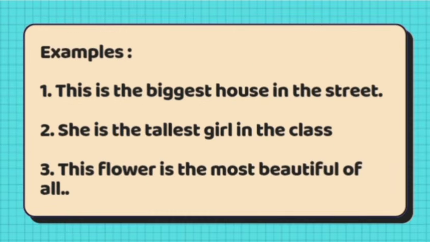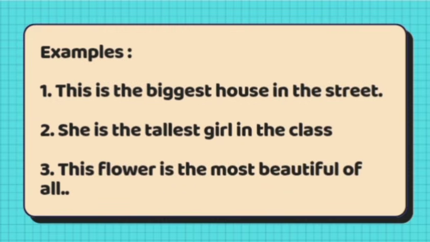Examples. This is the biggest house in the street. So here we are talking about all the houses, many houses that are on that particular street. So we are comparing 3 or more houses here. That is why in these cases we have to add the superlative degree. This is the biggest house in the street.